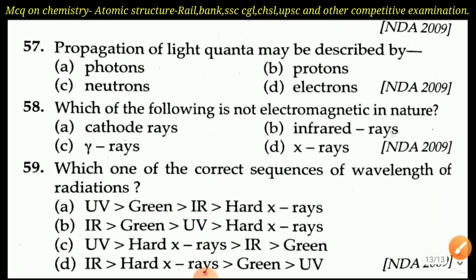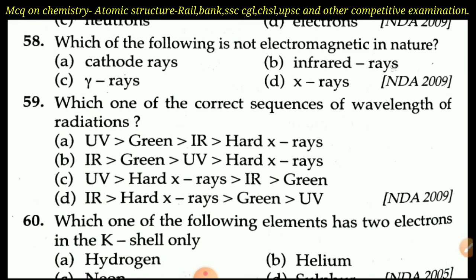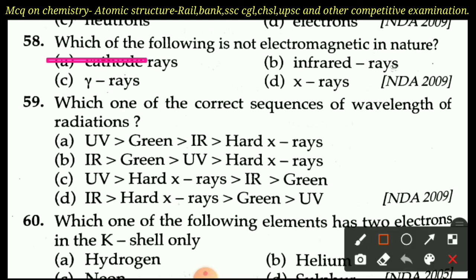Next question is question number 58. Which of the following is not electromagnetic in nature? A, cathode rays; B, infrared rays; C, gamma rays; D, X-rays. The right answer of question 58 is A, cathode rays, which are not electromagnetic in nature.